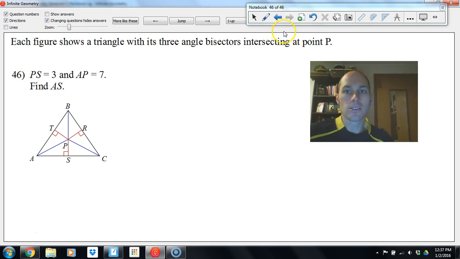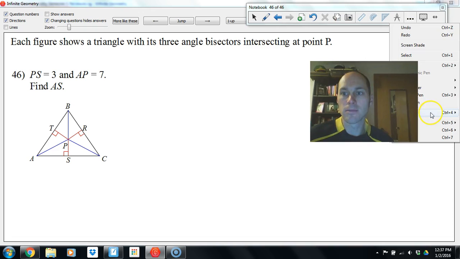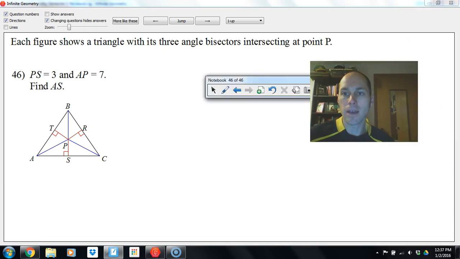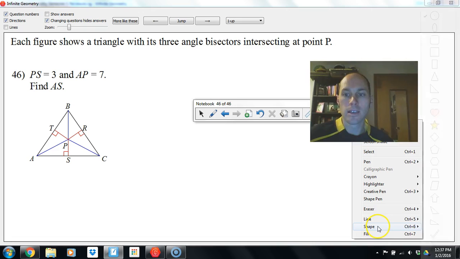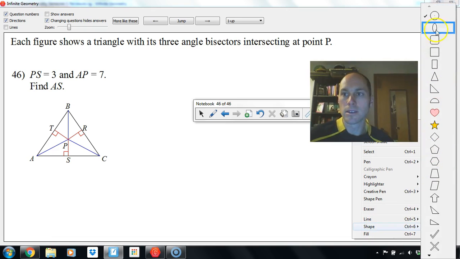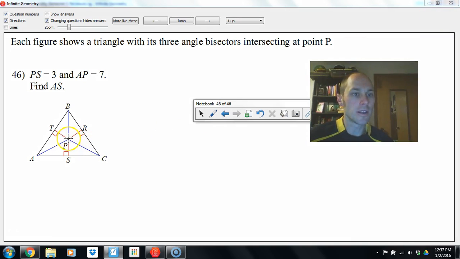Here all the angle bisectors are intersecting at point P. So recall when we have an angle bisector, when that happens, we've got the incenter. So when I have that incenter, I could draw a circle inside the triangle. And if I'm able to do that, that means PR, PT, and PS would all be congruent. So P would be the incenter. That's where all the angle bisectors meet.